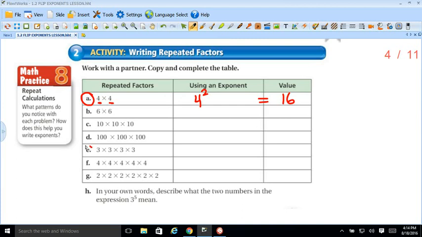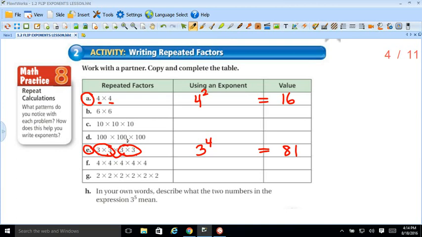Let's look at E. I have 3 times 3 times 3 times 3. My base, the number that's being repeated, is 3. How many times is 3 up there? 1, 2, 3, 4. So this is illustrating 3 to the 4th power. What's the value of 3 to the 4th power? Well, let's see. 3 times 3 is 9. So this 3 times 3 is 9. And I know my basic facts. 9 times 9, 81. Okay?